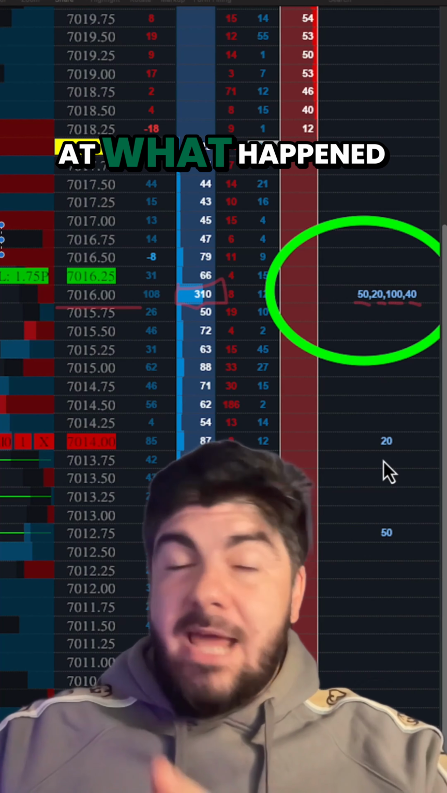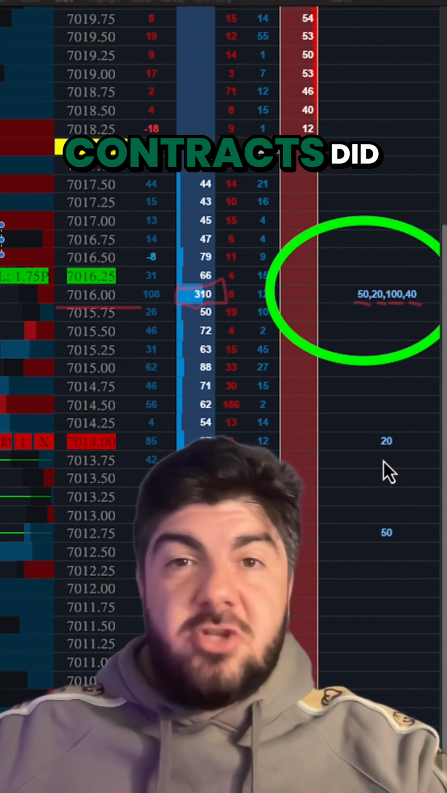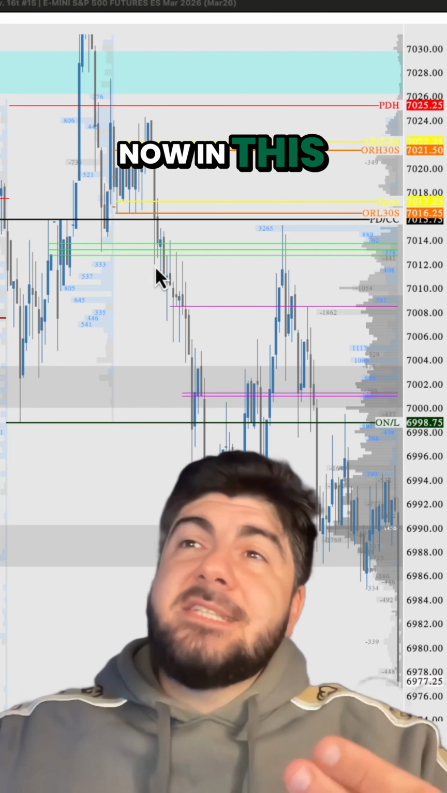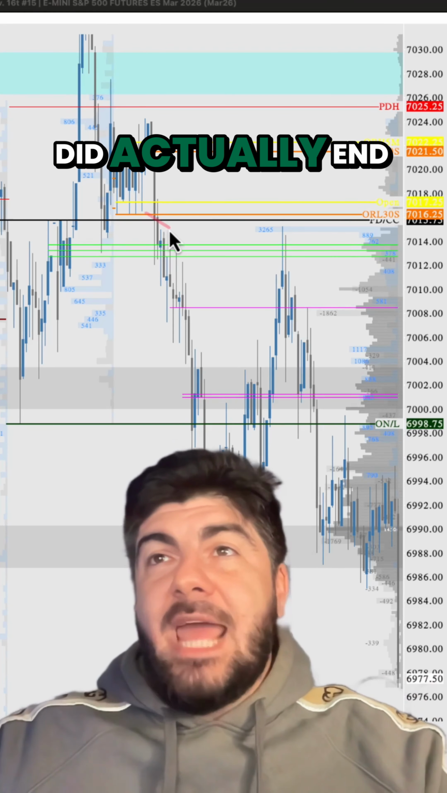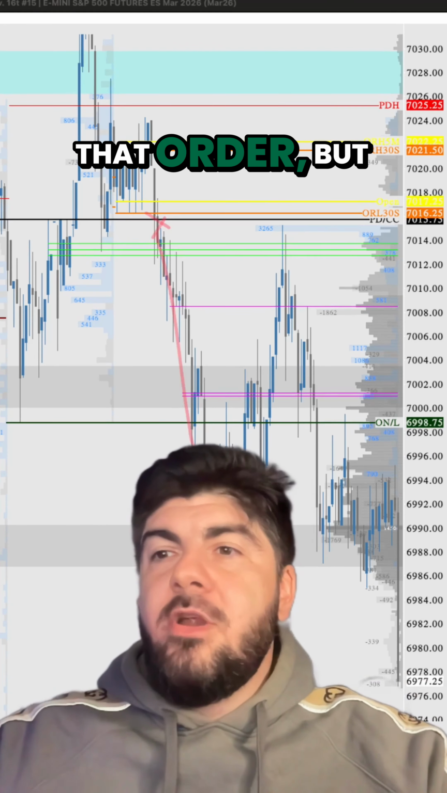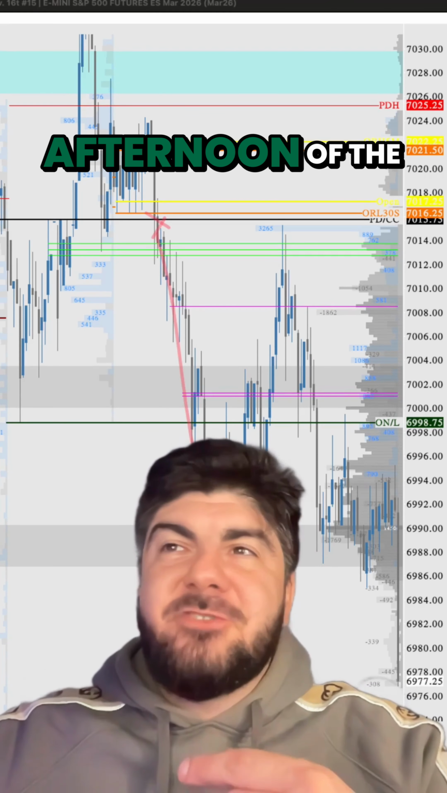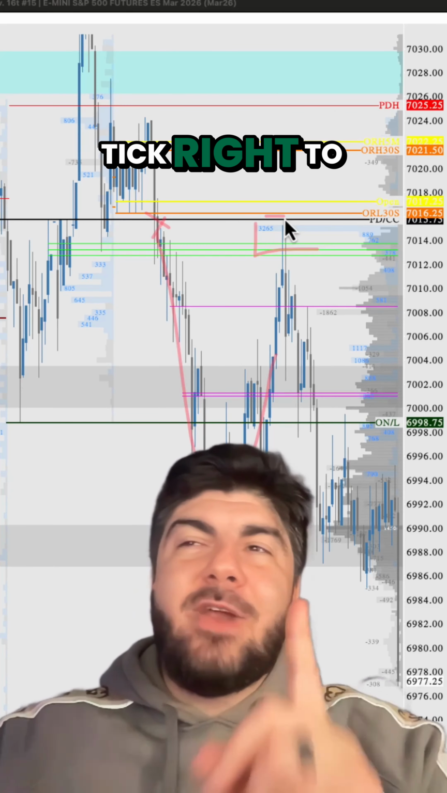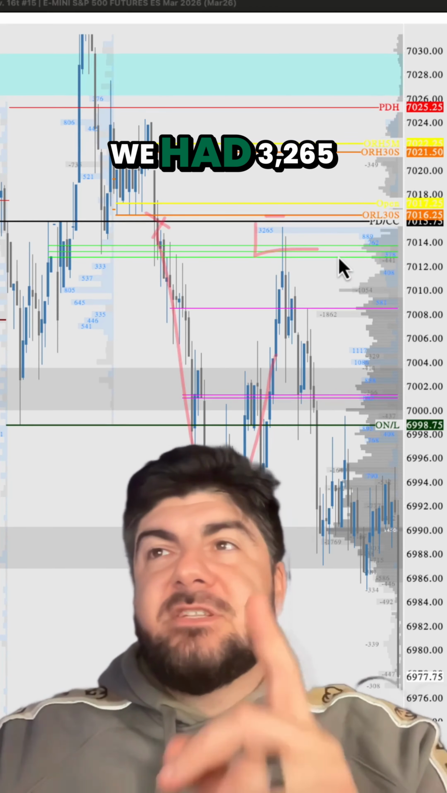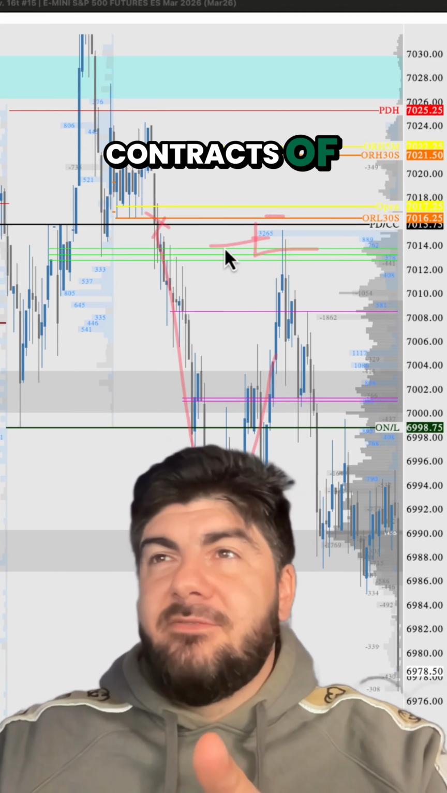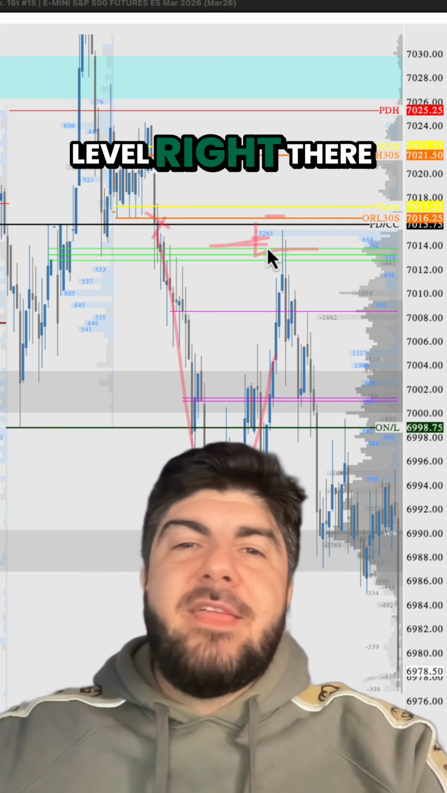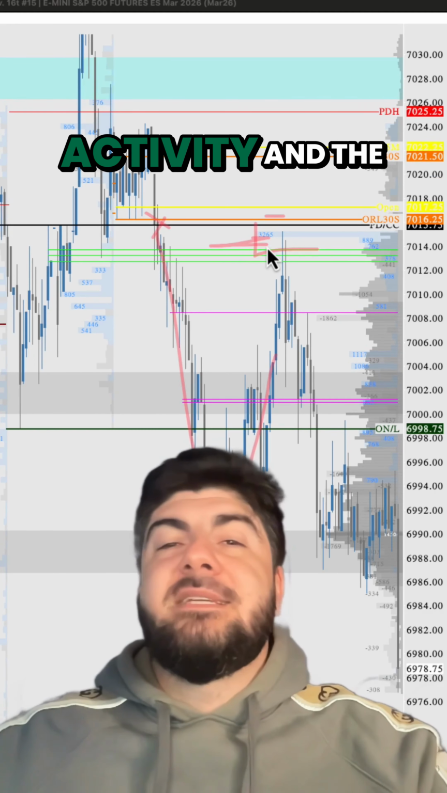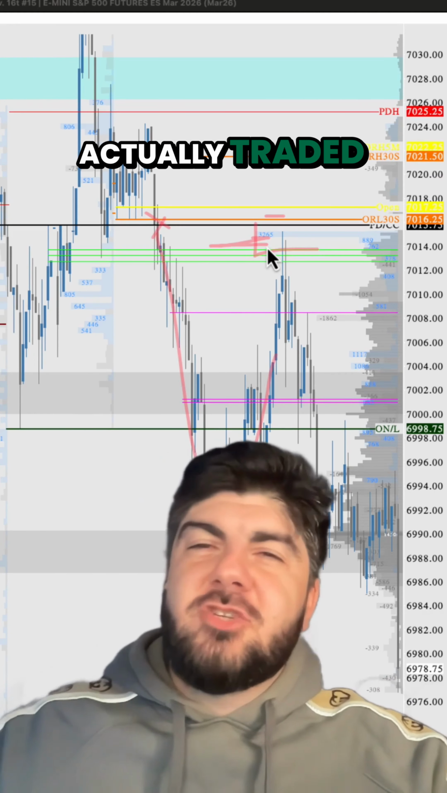Let's take a look at what happened in this example because these contracts did trade through at market at 70.16. Now, in this example, price did actually end up breaking below that order, but if you take a look here in the afternoon of the session, we retested to the tick right to that level where we had 3,265 contracts of delta, and that level right there was a point of interest the moment that you saw big MBO activity and the moment that it actually traded through.